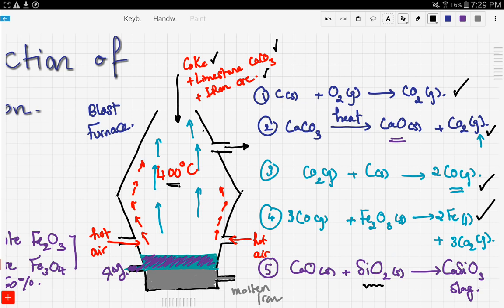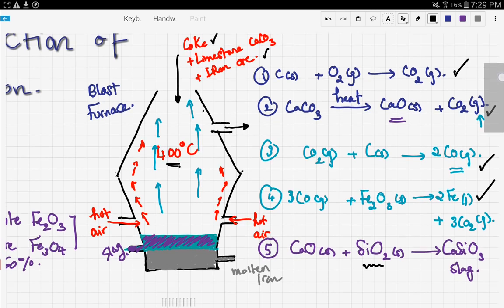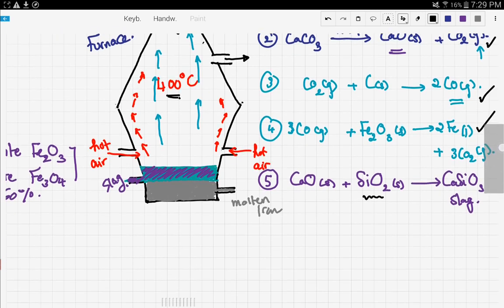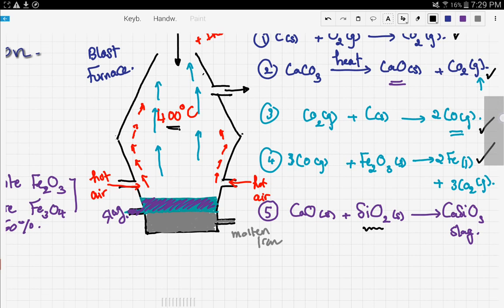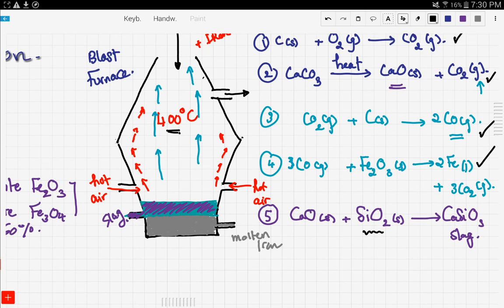Now, let's see. Well, we said that there are products such as the slag and the molten iron. Well, the slag is often used in making roads, so it doesn't go to waste. It's actually used for something, and we get our molten iron. It's collected right here. So there will be like buckets, or I don't know what they use, but there's something here used to collect the slag and the molten iron.